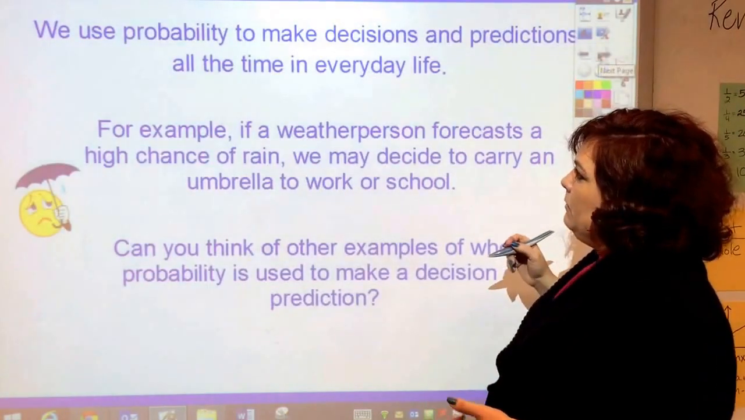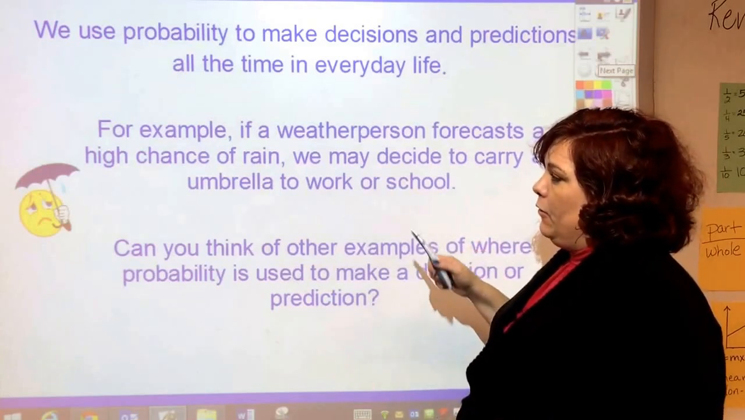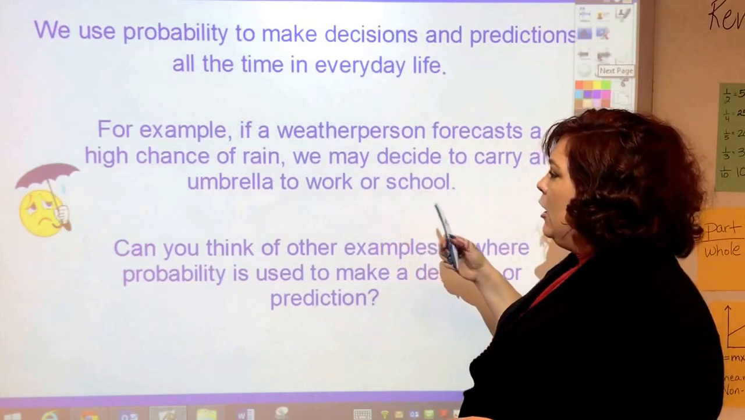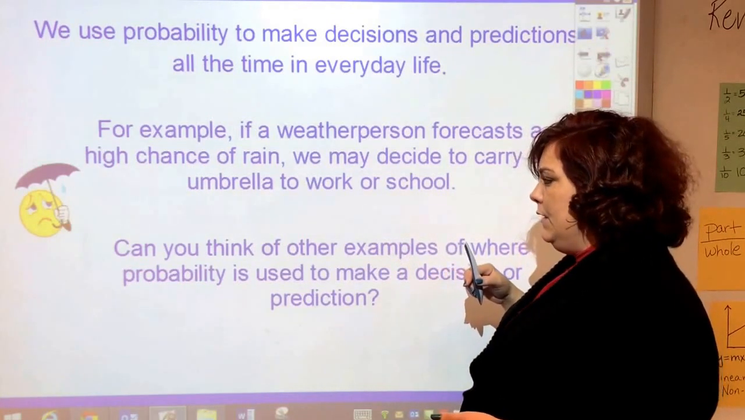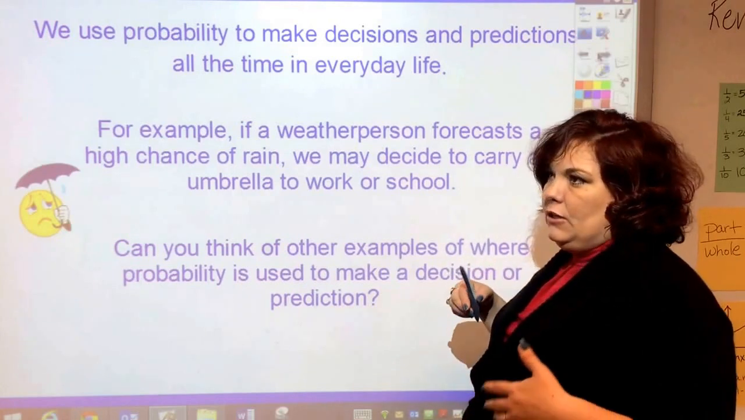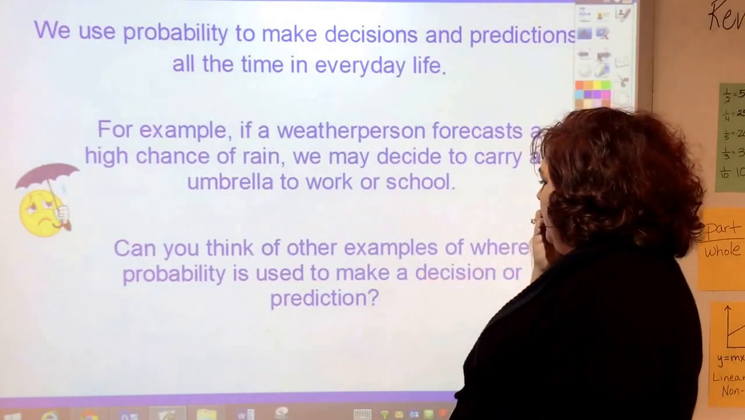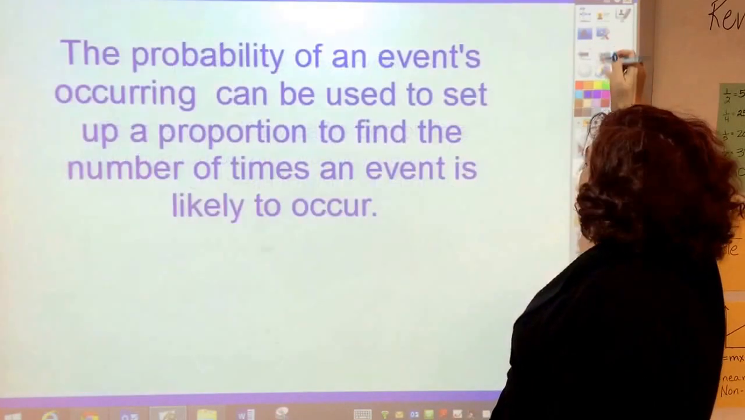So we use probability to make decisions and predictions all the time in everyday life. For example, if a weather person forecasts a high chance of rain, we may decide to carry an umbrella to work or school. So that is making a prediction and then following through on it. Can you think of other examples of where probability is used to make a decision or prediction?